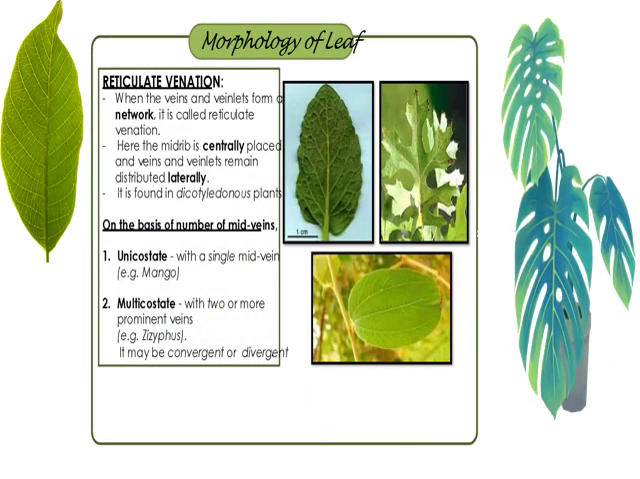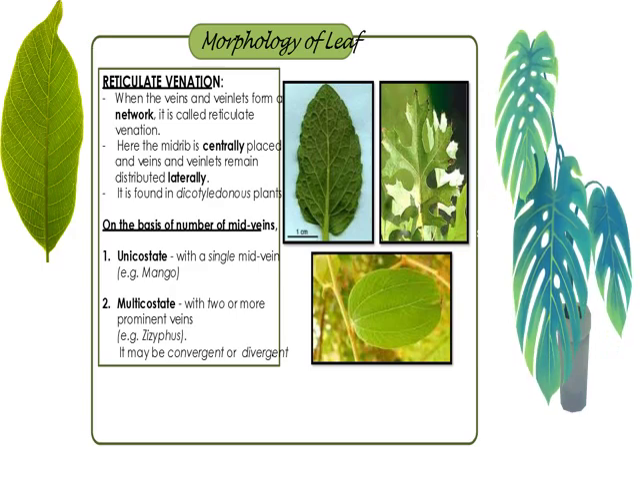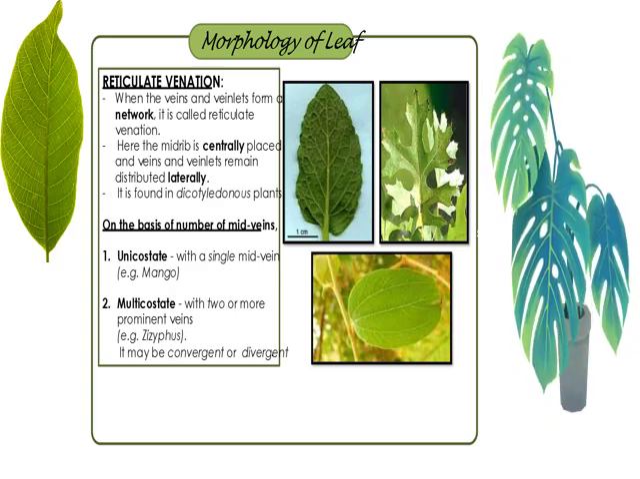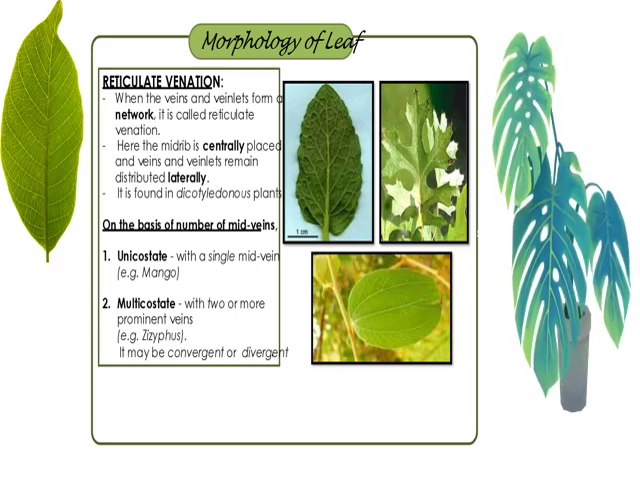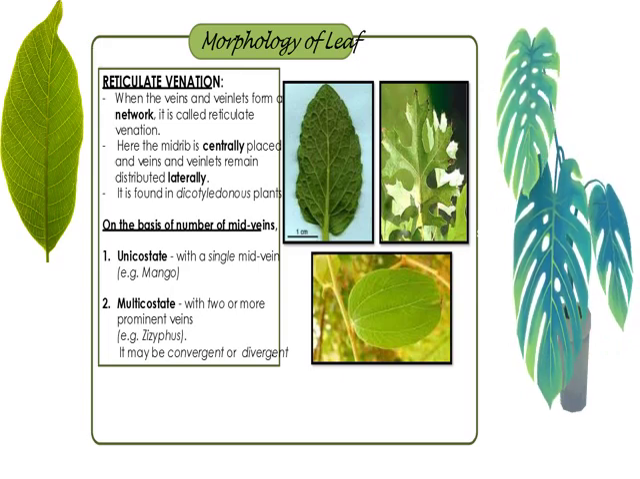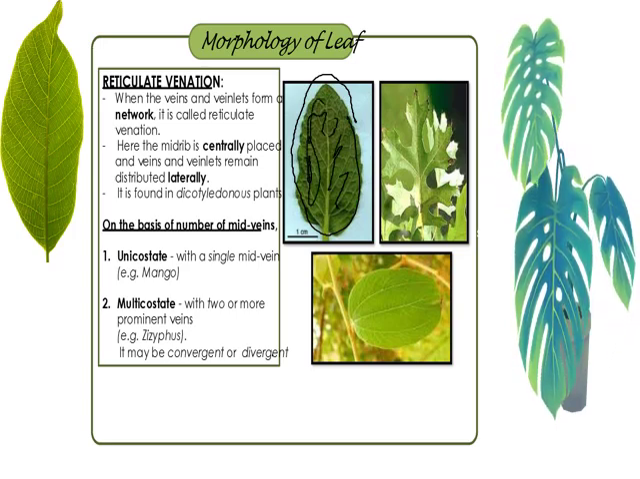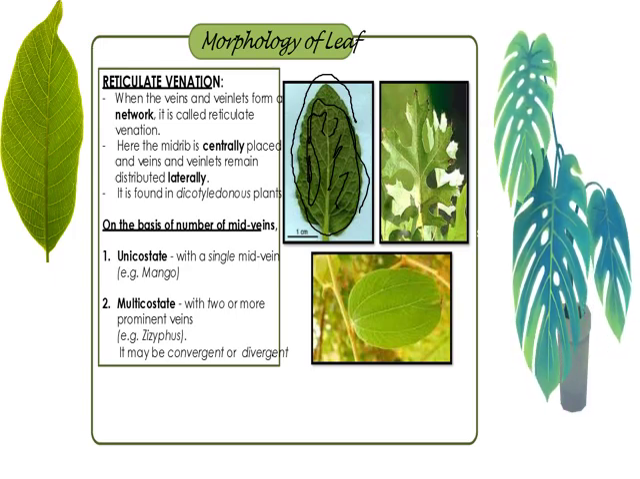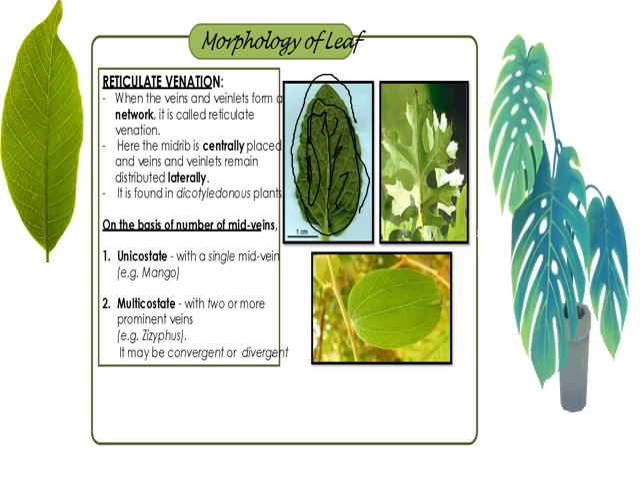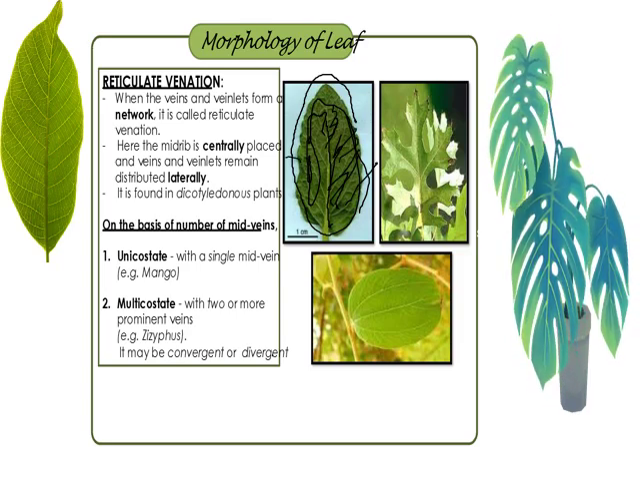So we have different types of venation. One is reticulate venation. So first we discuss this. When the veins and the veinlets form a network, we call it reticulate venation. These are all the networks. Here a midrib is centrally placed, and veins and veinlets remain distributed laterally. It is found in dicotyledon plants.